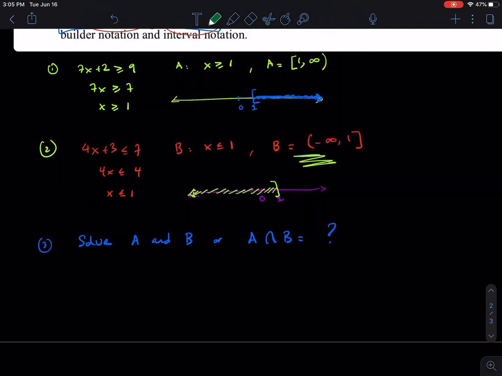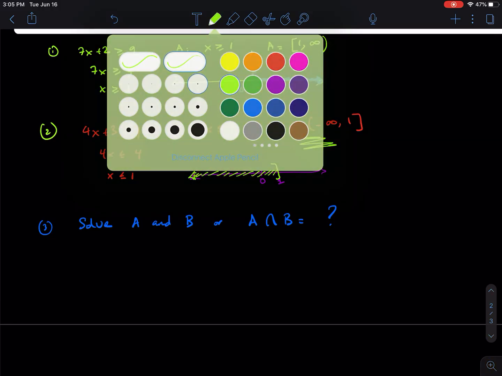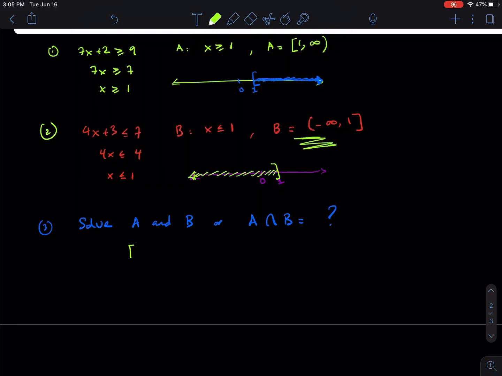So this is asking, if I take A as the set from 1 to infinity, and intersect that with set B, which is negative infinity to 1, what would be the elements, what numbers appear in set A and at the same time in set B? And if you look at these two sets here, the only number I can think of is 1. So this intersection set here is just 1.